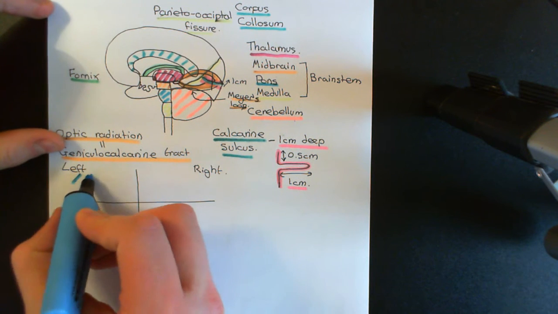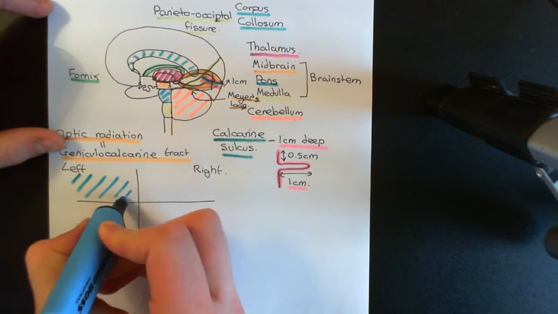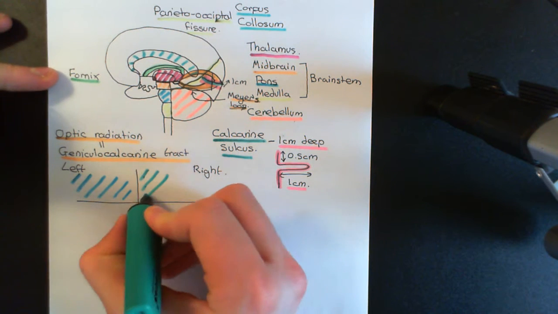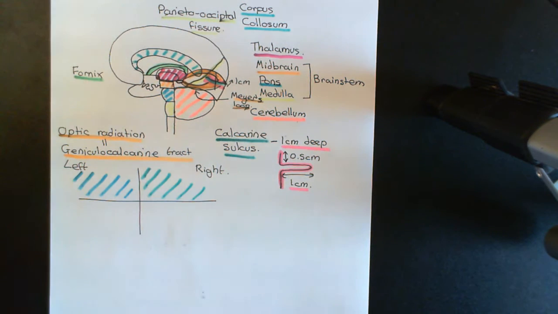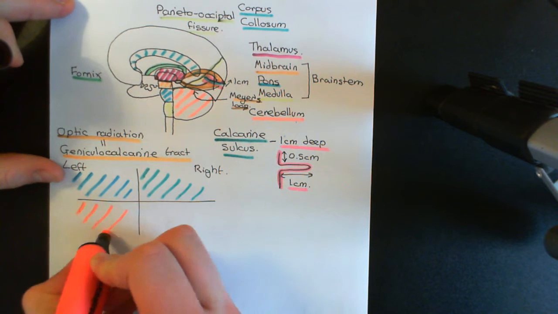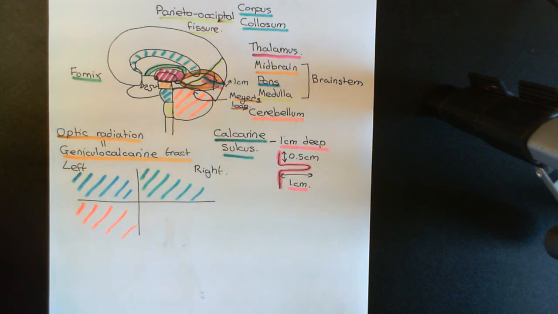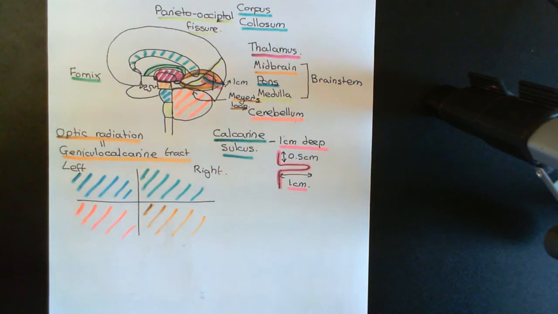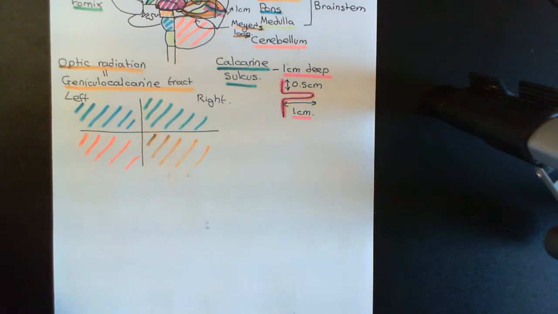So this is the left upper portion of the visual field. This is right upper portion of the visual field, in turquoise there. This is left lower portion of the visual field in red, and this is the right lower portion of the visual field. So let's follow the central visual pathway backwards.